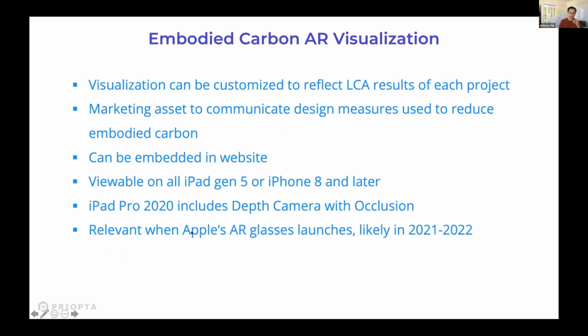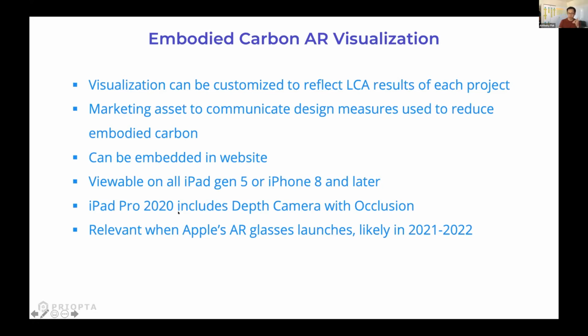And this can be customized to reflect different LCA results for each project. So after doing an LCA result, we can scale this AR visualization, and it can become a marketing asset to communicate different design measures that were used to reduce embodied carbon. It can be embedded into a website. It can be viewable on iPads and iPhones, the latest generations.